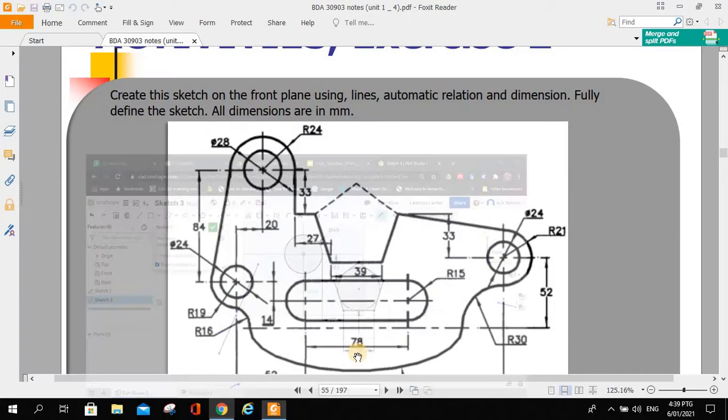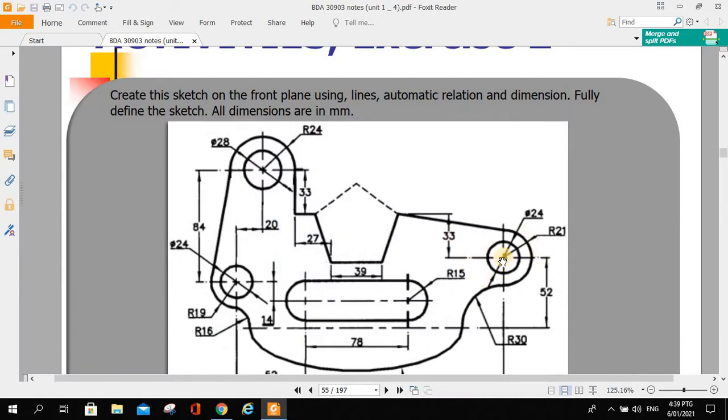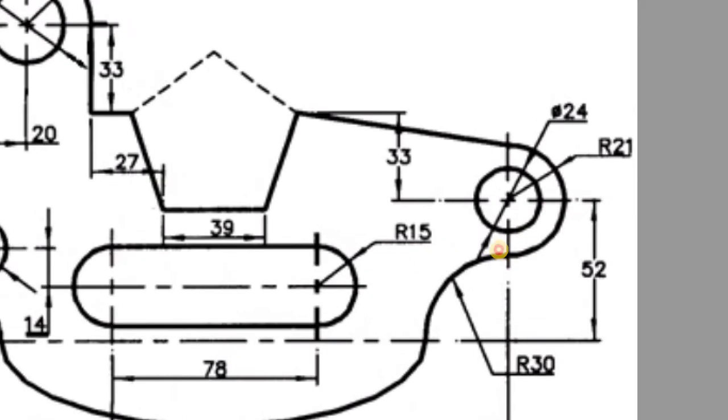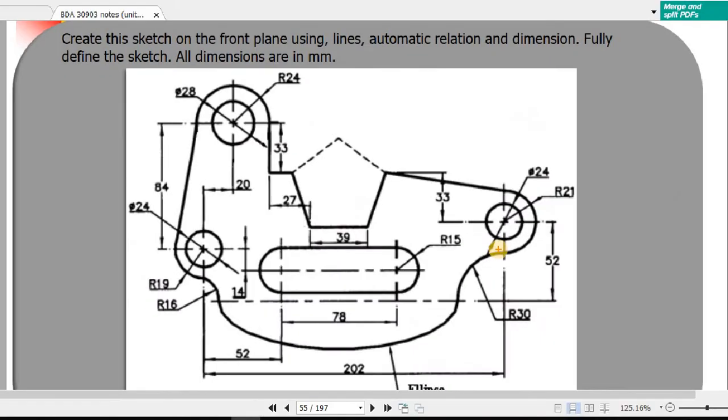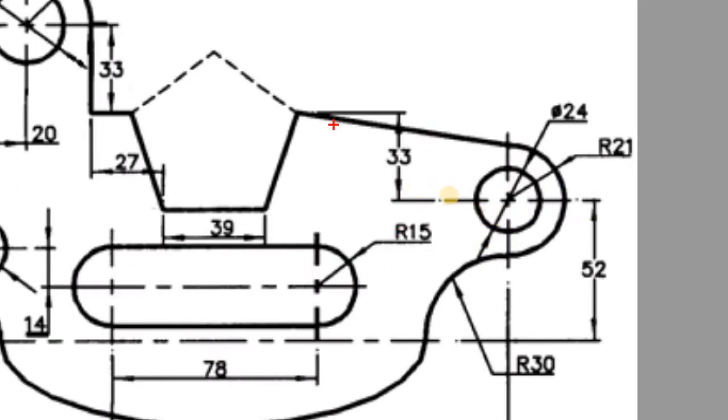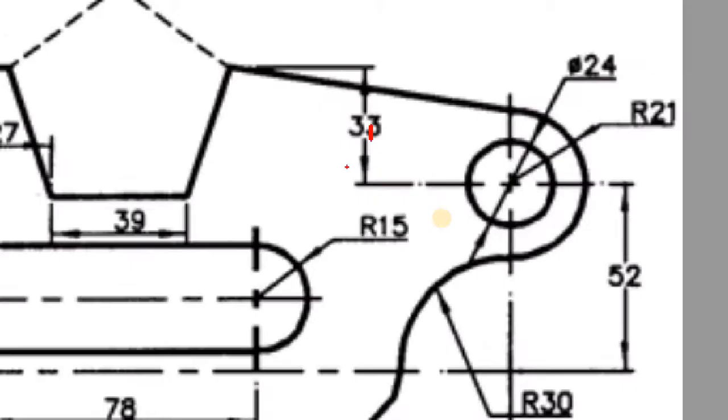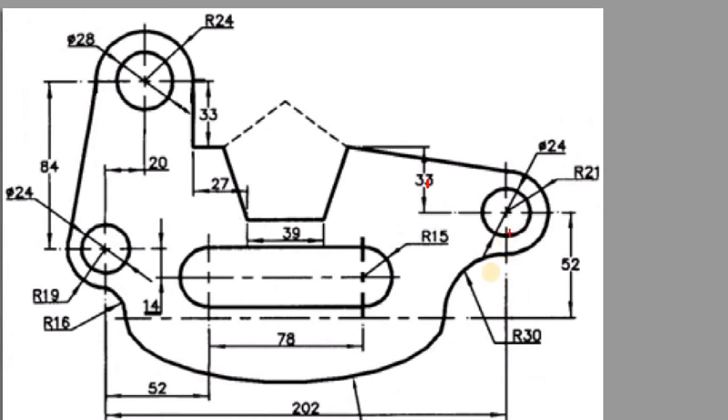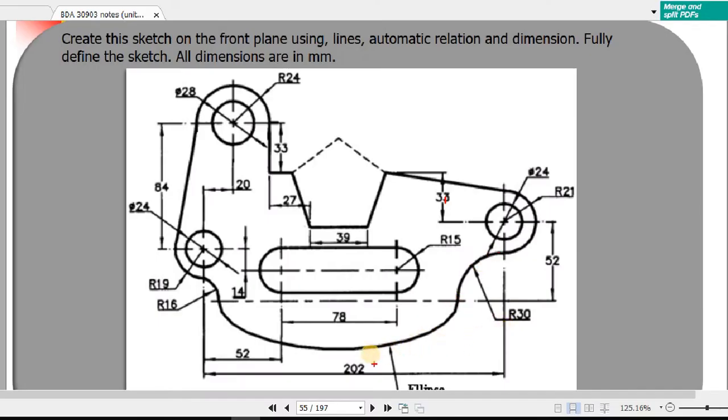Next is this one. You can see this circle is 33 from the polygon. And then from the other polygon, down here, 33. And then it is about 202. So we need to set this one first, and then we're going to get that one.